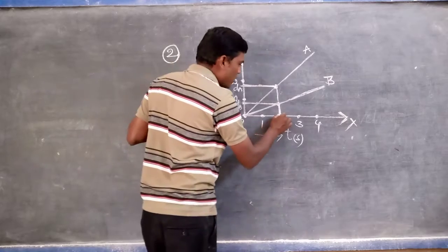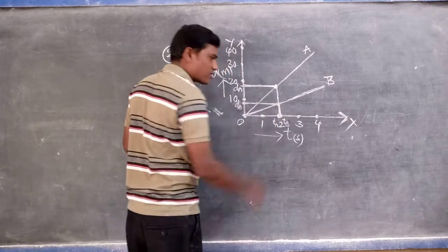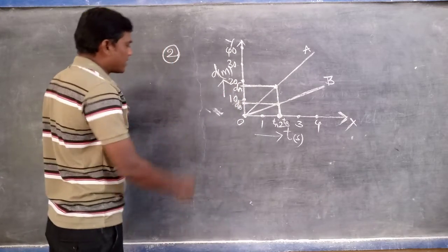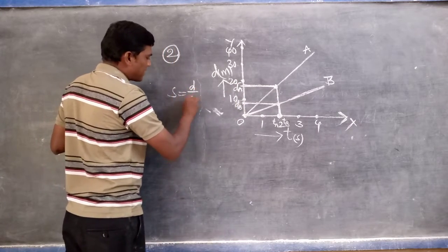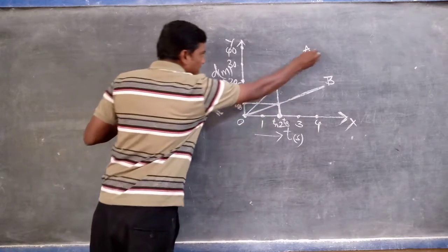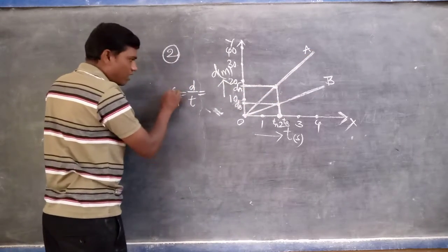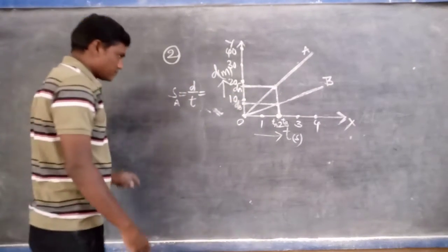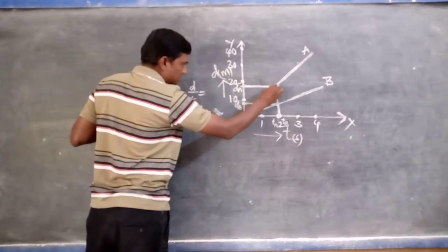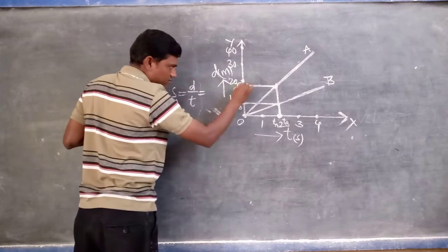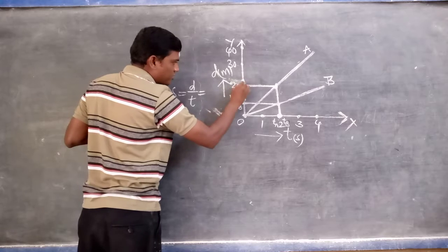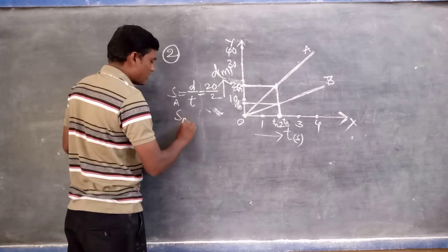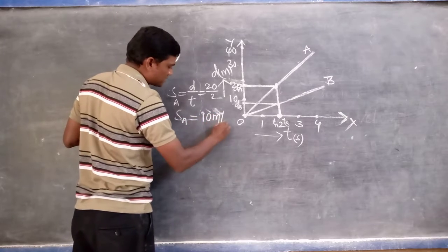Now we can select one time. For that time we can draw the distance versus time graph by drawing a vertical and a horizontal line. Now you are observing that speed is equal to distance by time. For the A car, first we consider S of A, the speed of the A car. What is the distance at this consideration point? For example, it is 20. 20 upon what is the time? 2. That's why S of A is equal to 10 meters per second.